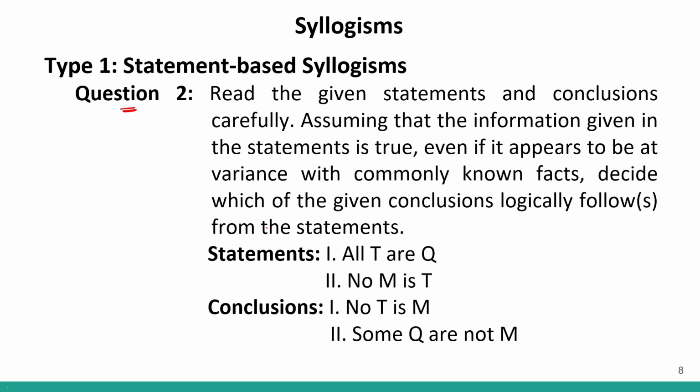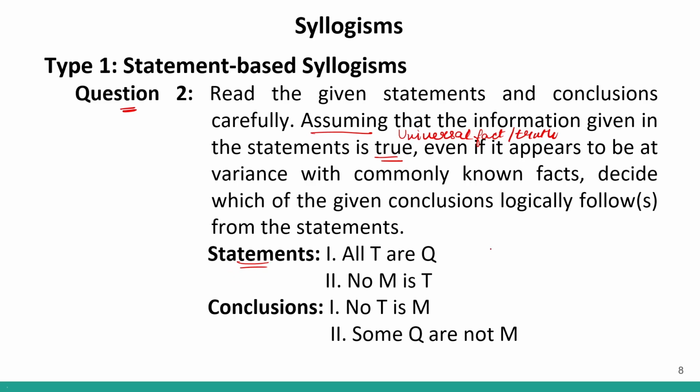Moving on to question number 2. Question number 2 says, read the given statements and conclusions carefully. We have to assume that the information given in the statement is true. That means it is a universal truth or a universal fact, even if it appears to be at variance with the commonly known facts. That means we do not have to pay heed to the logic. Decide which of the following conclusions logically follows from the statements.